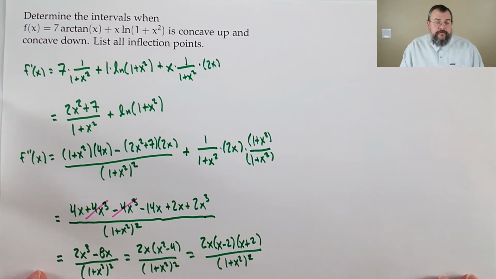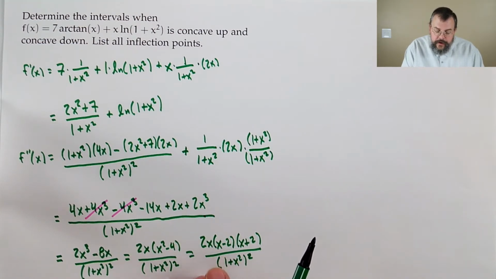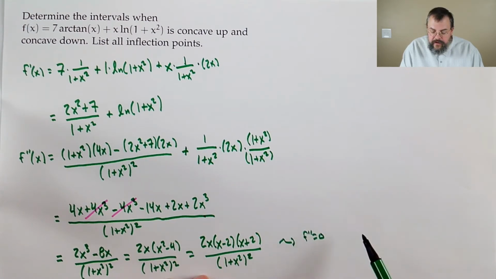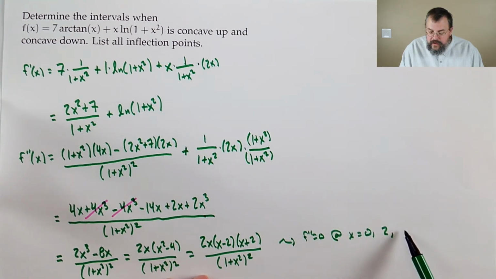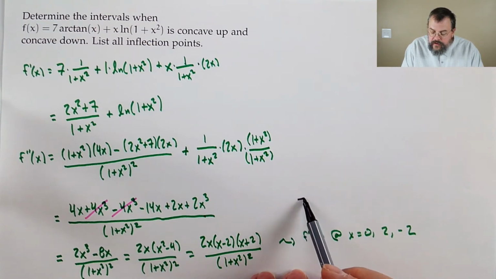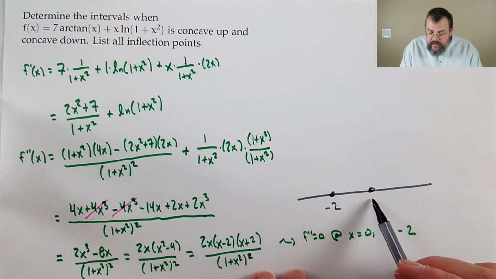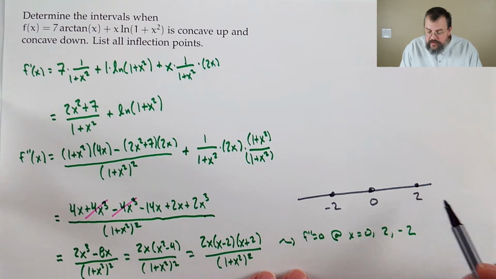All right. Now we're ready to talk about where do we start looking? Well, we don't need to worry about the denominator. It's never going to be 0. When can the numerator be 0? So our second derivative equals 0. That's the numerator equaling 0 at x equals 0, 2, and negative 2. All right, so we need to draw our points here. So there's 3 potential points: -2, 0, and +2.